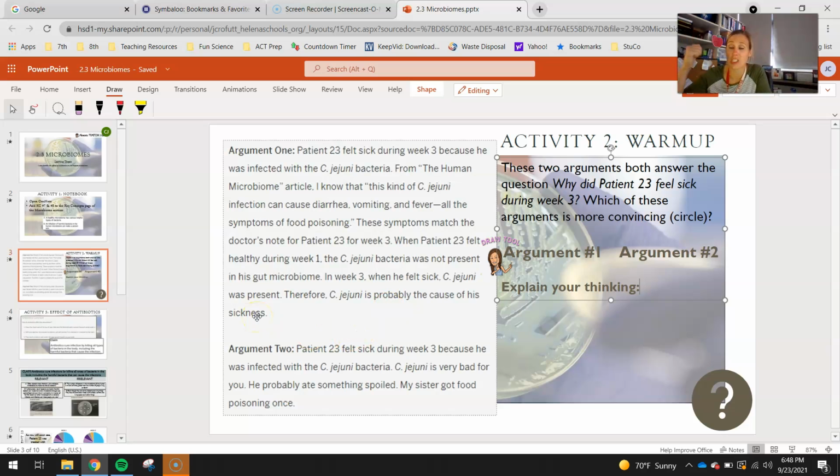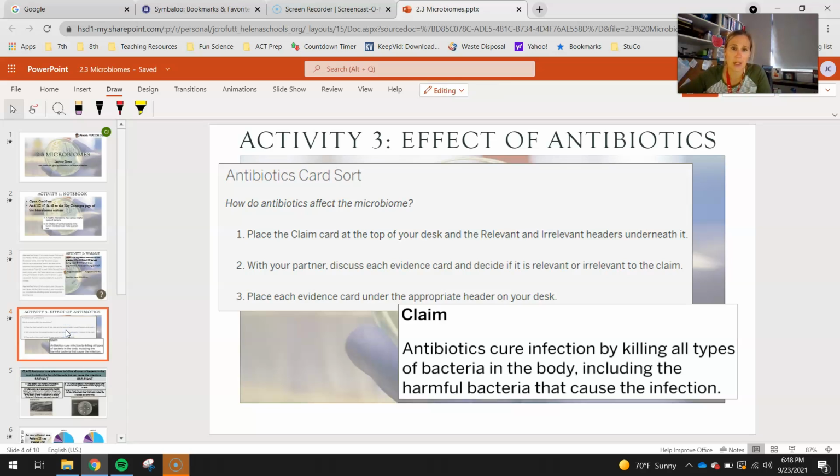Okay, remember that when you guys watch these videos, at any point you guys can pause them to do the activity, and then you guys can hit play when you're ready to move on. With that being said, we are going to move on to activity 3, which I dubbed the effect of antibiotics. Okay, just kind of thinking about it, if you've ever been on antibiotics, maybe you're already kind of familiar with what they do, but we're going to take a dig into them with a little bit of evidence on an evidence card sort. So this is the antibiotics card sort.